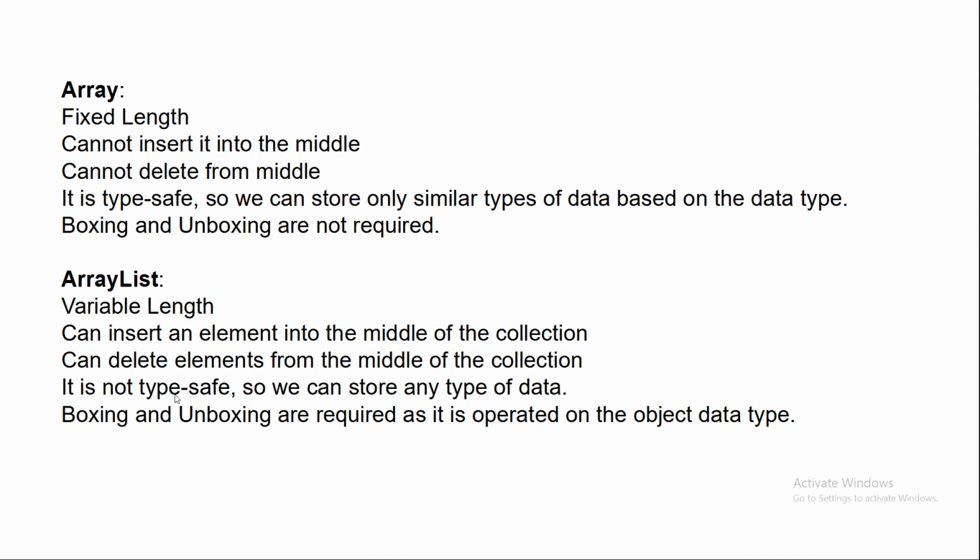Whereas array list is not type safe. In the same array list, you can have an integer value, a character value, a boolean value. That's why it's not type safe, but it's variable length and expandable. You can insert anywhere in between, and you can delete from anywhere in between. And here, boxing and unboxing. Guys, do you recall boxing and unboxing? For arrays, boxing and unboxing is not required. In array list, we need boxing and unboxing because array list is a class. We are instantiating array list, so if there is an object reference, you need to use boxing and unboxing.